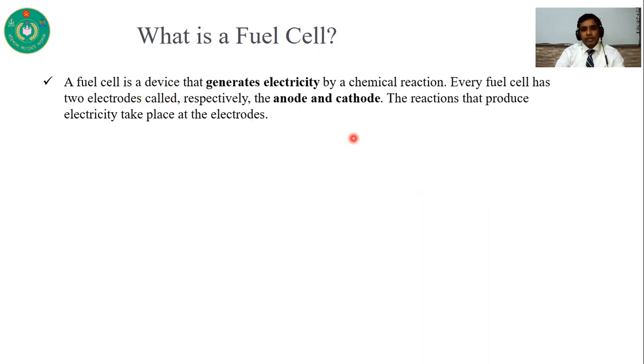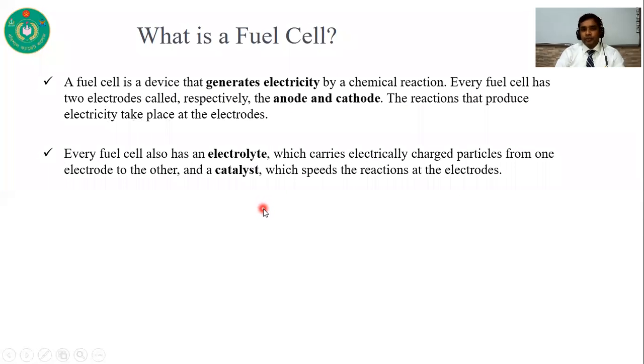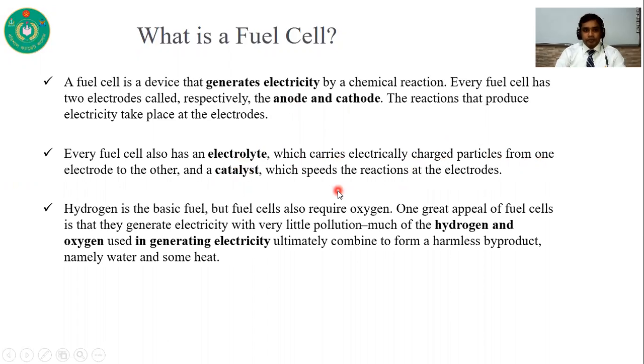Like a battery, a fuel cell also has anode and cathode, and the reaction that produces electricity takes place at the electrodes. And every fuel cell also has an electrolyte. You know that every battery has 2 electrodes, anode, cathode, and electrolyte. So like a battery, a fuel cell also has 2 electrodes, anode, cathode, and also has electrolyte, which carries electrically charged particles from one electrode to the other. And we also use a catalyst in a fuel cell that speeds up the reaction at the electrodes.